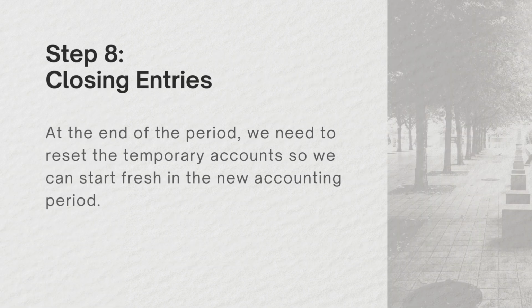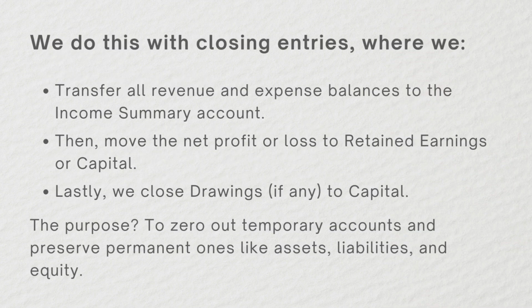Step 8. Closing entries. At the end of the period, we need to reset the temporary accounts so we can start fresh in the new accounting period. We do this with closing entries, where we transfer all revenue and expense balances to the income summary account, then move the net profit or loss to retained earnings or capital. Lastly, we close drawings, if any, to capital. The purpose? To zero out temporary accounts and preserve permanent ones like assets, liabilities, and equity.